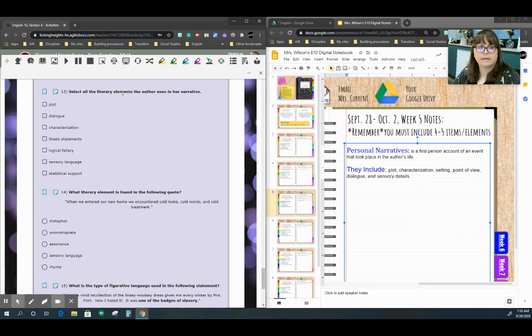(13) Select all the literary elements the author uses in her narrative. Plot, dialogue, characterization, thesis statements, logical fallacy, sensory language, or statistical support. Press pause and go look up your answer.